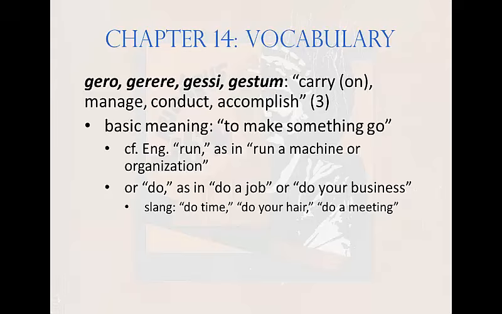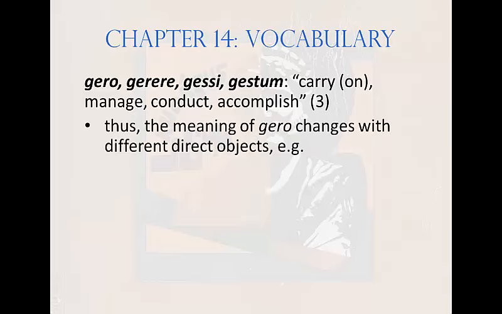Make it go. So the direct object becomes critical in translating this verb, because it dictates the sense of gero, as it makes whatever the direct object is, do what it's supposed to do. For instance, bellum. War. Doing war to the Romans was not preventing it, forestalling it, or avoiding it, but waging it. So, gerere bellum means to wage war.